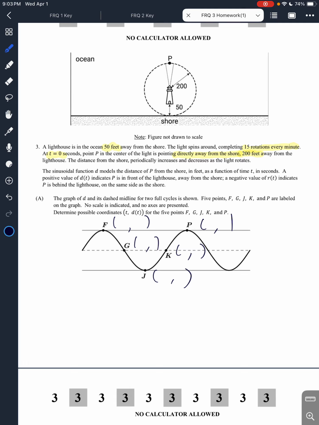So there's a couple different things they can give us. They can give us a minimum, a maximum, a radius or an amplitude, and a midpoint. In this case, we're given 50 feet away from shore is where the lighthouse is. So that is our midpoint. So we can fill in 50 here and here. And we know that because the point is rotating around the lighthouse, that lighthouse in the middle of it.